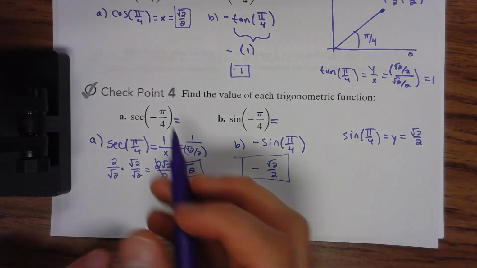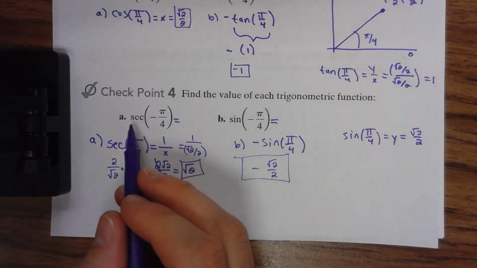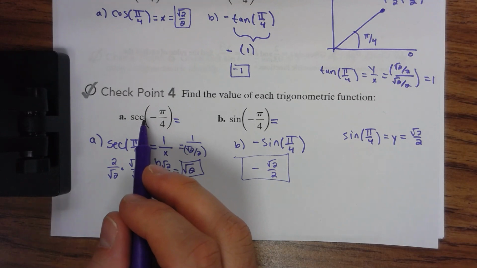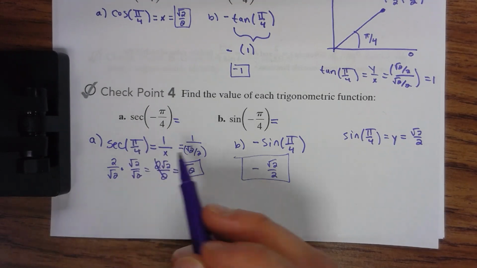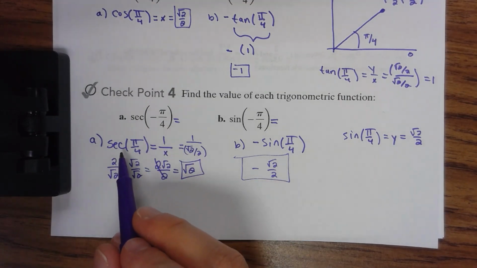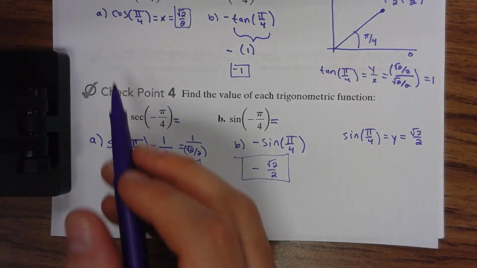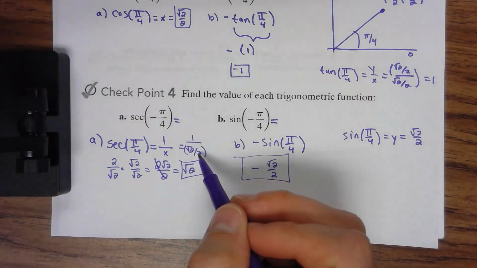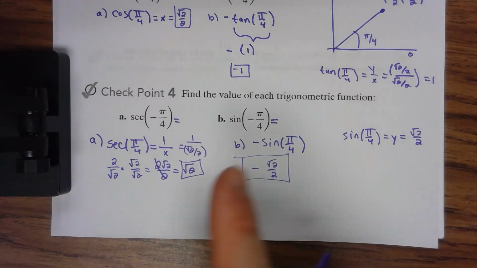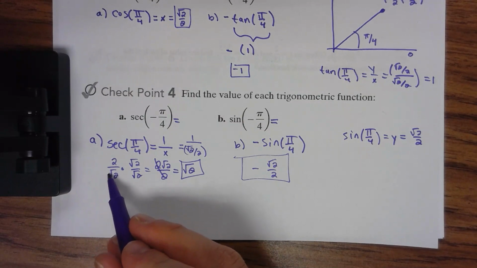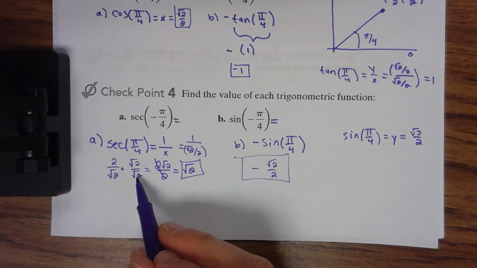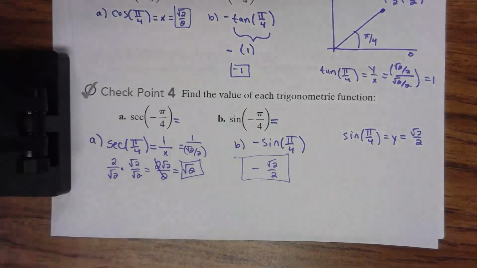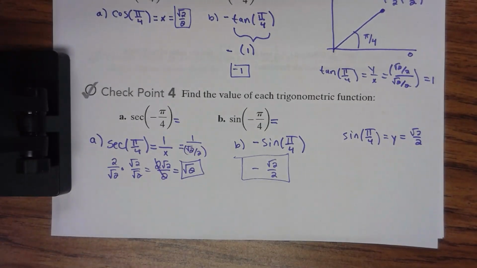All right. So here in part A, secant of negative pi over 4, well, secant is an even function, so that is equal to secant of positive pi over 4. One thing we need to know and have memorized is that secant is the reciprocal function of cosine, so that makes it 1 over x. 1 over x being 1 over root 2 over 2, which means I'm going to flip the root 2 over 2. So it's 2 over root 2, and we need to rationalize the denominator, so multiply it by root 2 over root 2. And so we get 2 root 2 over 2, where the 2's divide out, leaving us with just root 2.